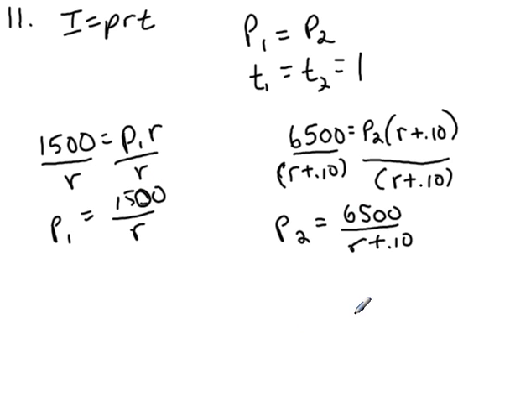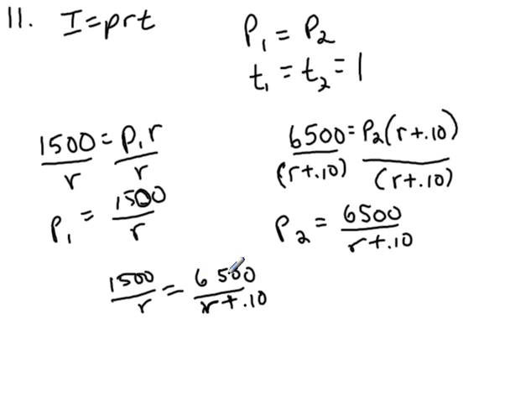Okay, so now what we already know is that P1 is equal to P2. If these two are equal to each other, then these two must also be equal to each other. If this is equal to P1, and P1 is equal to P2, then this must be equal to this. So I'm going to rewrite that. I have 1,500 divided by R is equal to 6,500 divided by R plus 0.10.